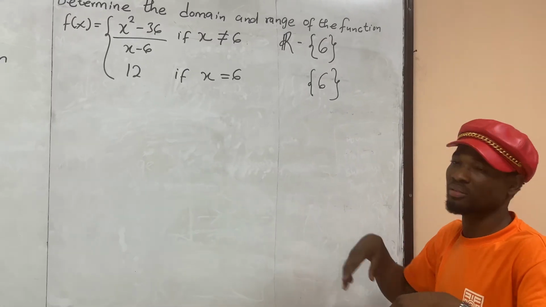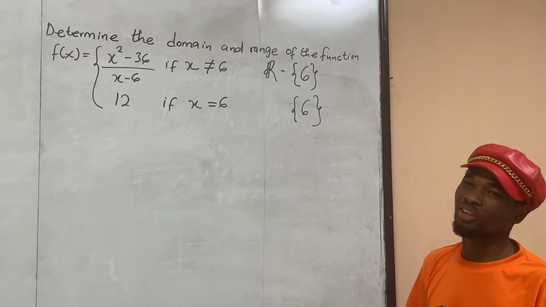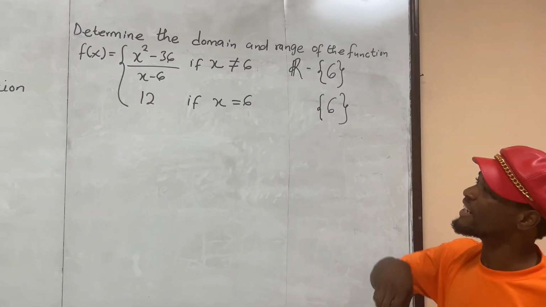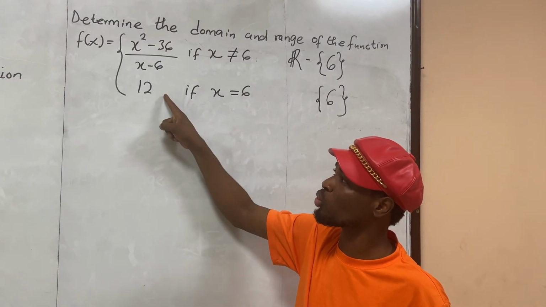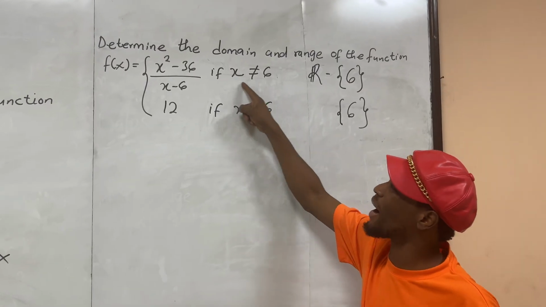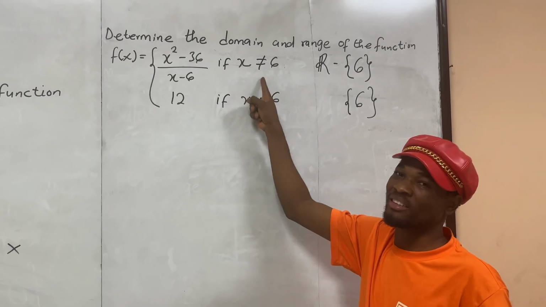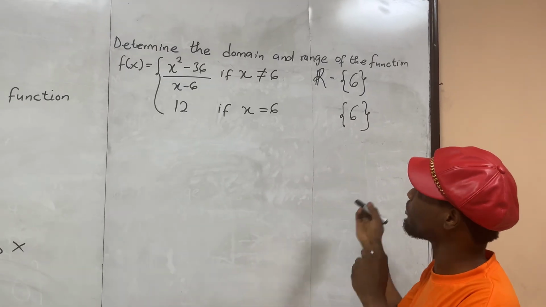As simple as that. Now, the domain of the function f of x is the union of the domain of this function and this function. So what it means is this: you are going to combine the domain of this function and this one. So let's do the combination.